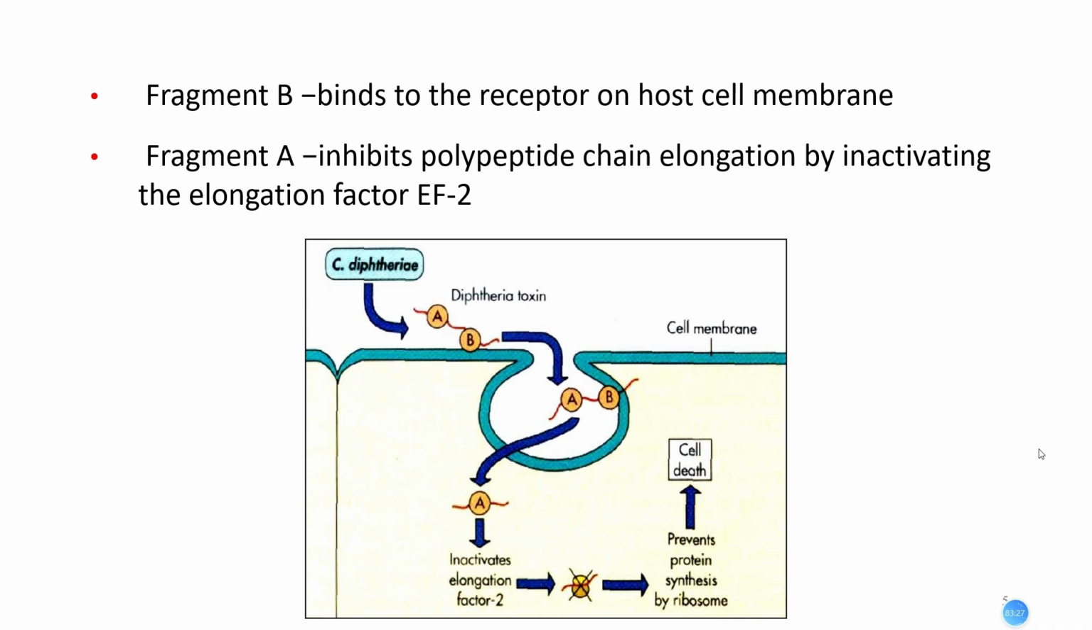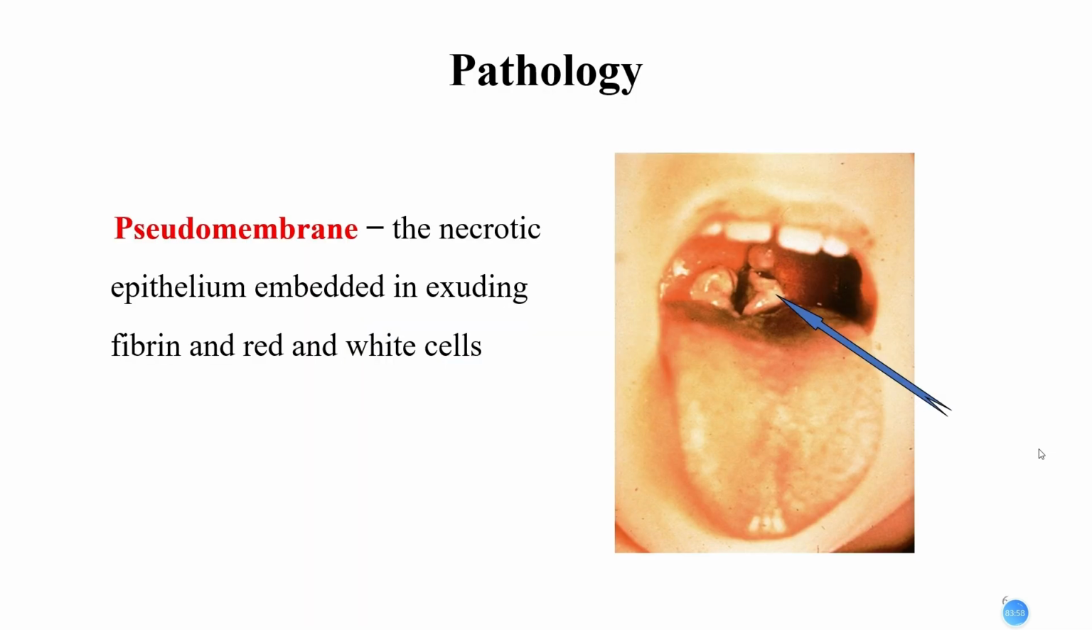The A subunit inactivates elongation factor 2. Elongation factor 2 is needed for protein synthesis, okay? So the toxin can inhibit protein synthesis in the cell. And finally, the cell will be killed because it cannot produce its own protein. So this is how the diphtheria toxin functions in human cells.